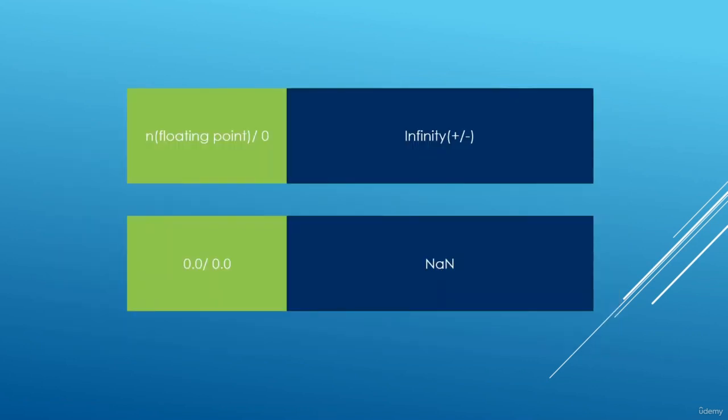Okay, there are a few things you can do with floating points that you can't really do with integers. For example, you can divide with 0. If you take a floating point number and divide that with 0, you're going to get what we call infinity. If the number is positive, you're going to get positive infinity. If the number is negative, you're going to get negative infinity. And you can take two floating point numbers that are zeros and divide them. And what you're going to get really is not a number. It's something called nan, which stands for not a number.